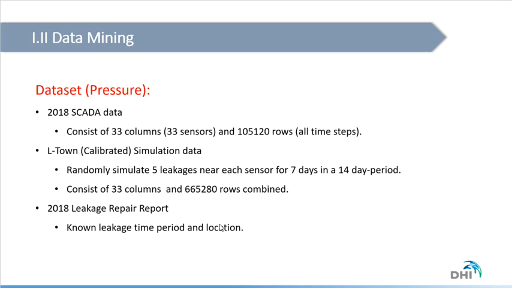For the data mining part, we mainly use the pressure data as our training data set. The 2018 scanner data has 33 pressure sensors data for 1 year, but there's only 10 known leakages in this data set. So we made up some more data with our calibrated hydraulic model. To do that, we randomly simulated 5 different leakages near each sensor for 7 days in a 14-day hydraulic duration. So after that, we will have a huge dataset with all kinds of leakage situations to be learned by the data mining model.